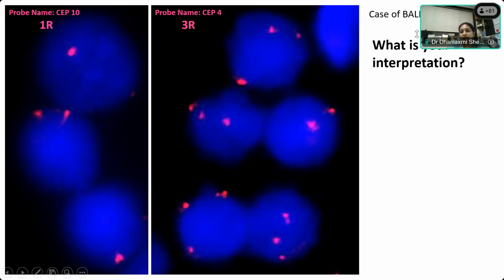This is a case of BLL, and if our audience can tell us what could be the interpretation of this kind of signal pattern, just one red signal. If the audience could write the answers in the chat box, it would be good. Yes, this is a case of BLL and we're getting just this one red pattern. How would you interpret this when we're using a centromeric probe 10? Do we have any answers in the chat box?